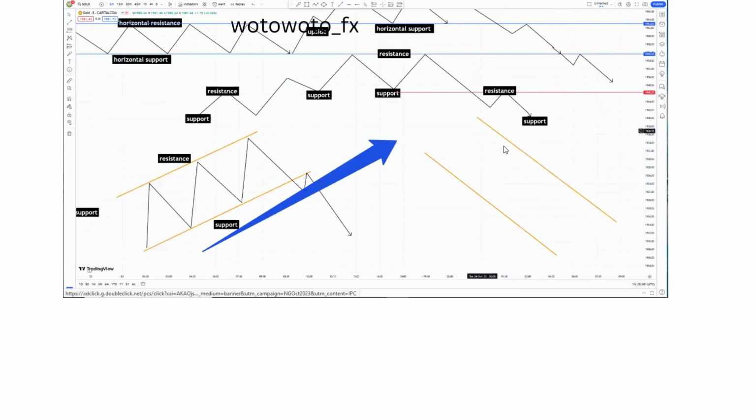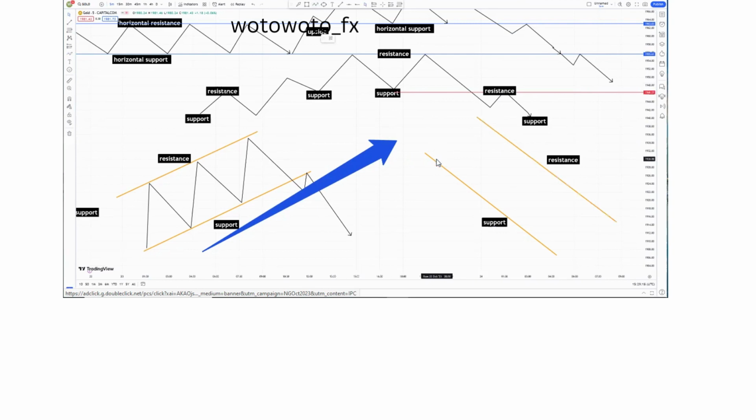So now, here is our support level. That's this downside is our support level. Meanwhile, here is our resistance level. So now, watch how the market gets to play on this.